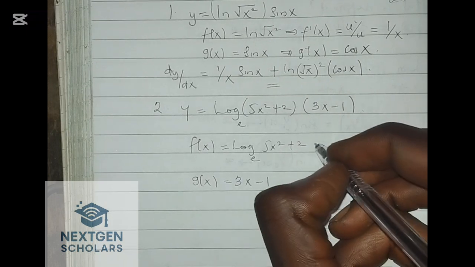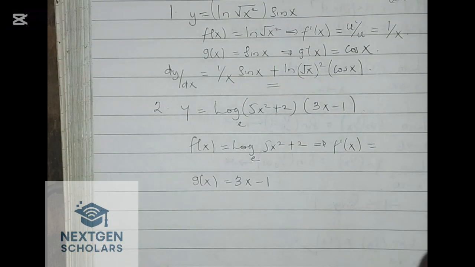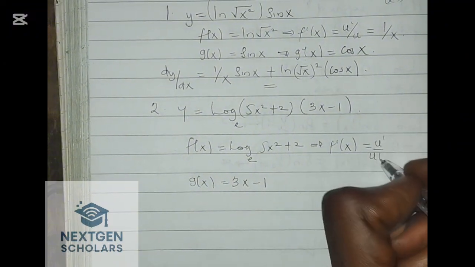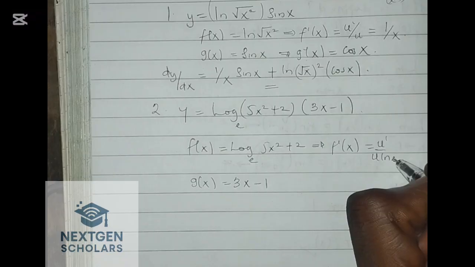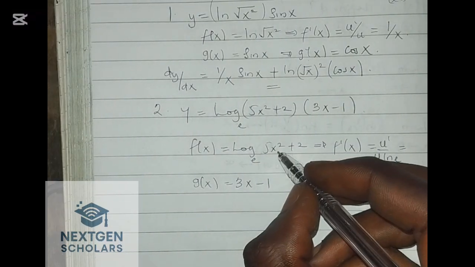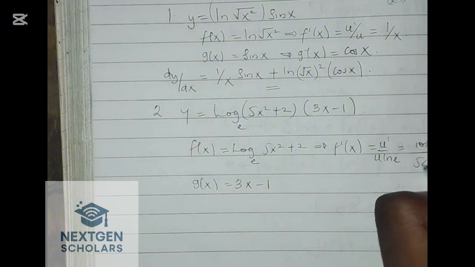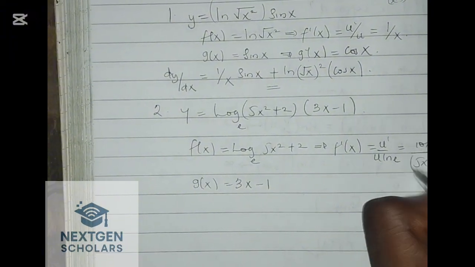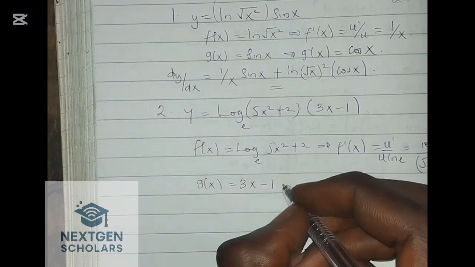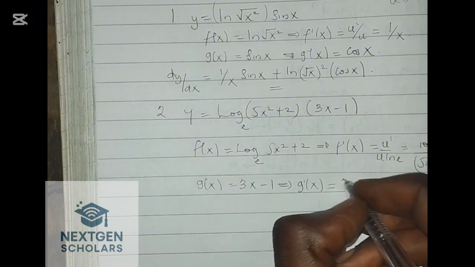So here f prime of x will be, the formula is u prime all over u, then ln e, where e is the base of the log. So what is our u prime? u prime here is 10x, all over u itself, which is 5x squared plus 2, then ln e, which is e here. So g prime of x will be simply 3.